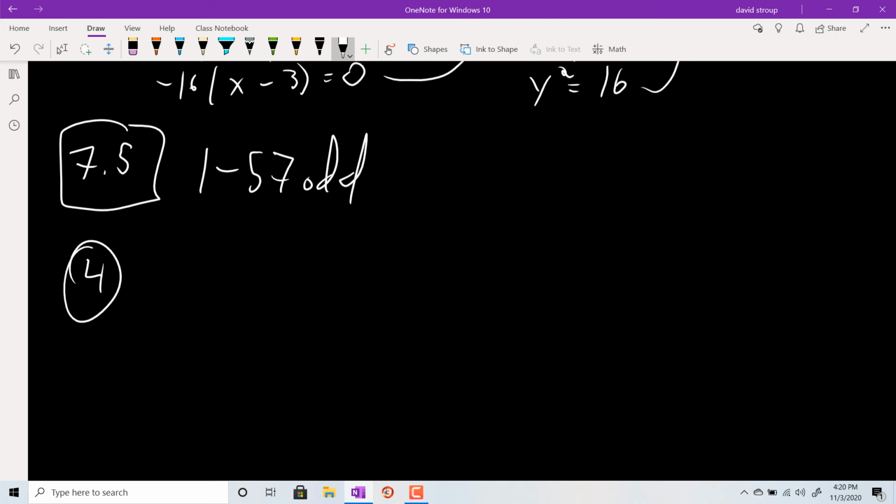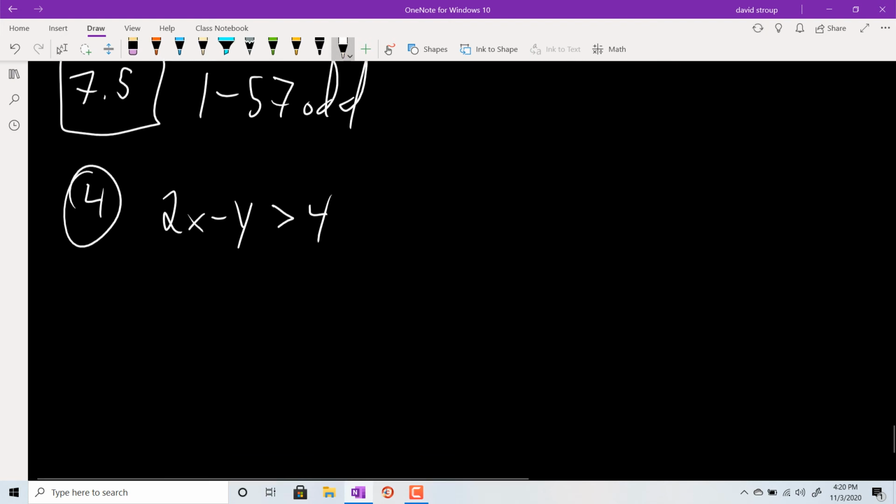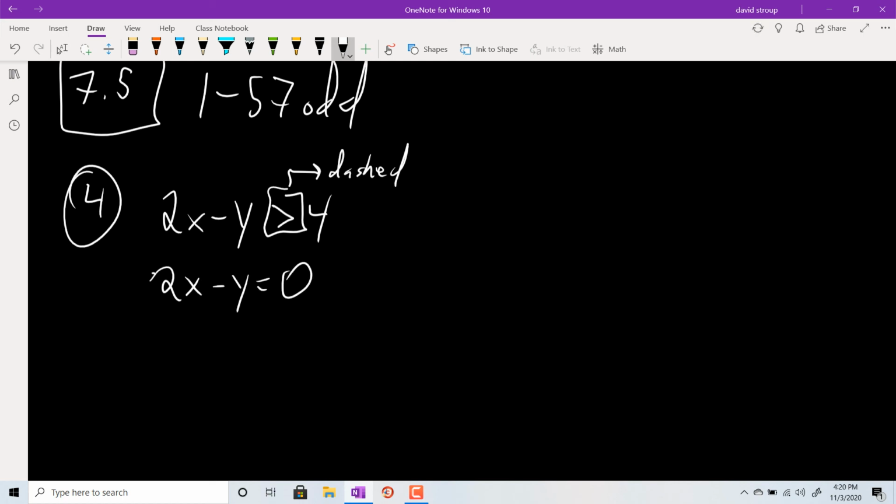4. Sure, why not? 2x minus y is greater than 4. First off, I note that I have to use a dashed line here, because there's no line underneath the inequality. So anyways, I drop the inequality. Whoops, I'm so used to setting it equal to 0. So that should be a 4.